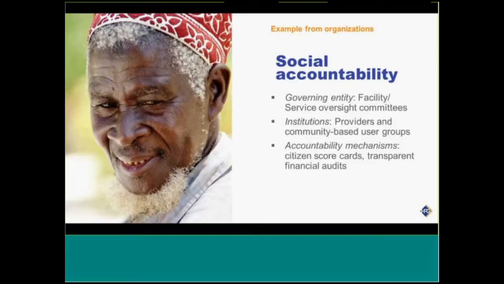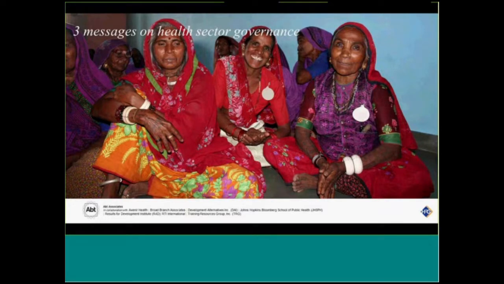And lastly, an example from organization, in this case, health service providers, around social accountability. Here, the governing entity may be the oversight committee that oversees a facility or a service. The institutions involved are providers and usually community-based user groups. Institutions can be informal as well as formal. And the accountability mechanisms are usually some sort of citizen scorecard and the transparent use of performance data, whether it be for coverage or for financial audits. Again, an area where, if done properly, there's compelling evidence of effectiveness.